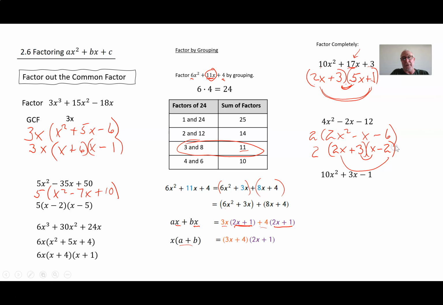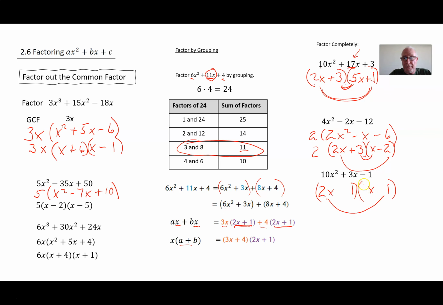Okay, last one, try this. 10x squared plus 3x minus 1. Pause the presentation, factor that, and then resume. All right, this expression doesn't have a common factor, so we're just going to make our two sets of parentheses. The 1 is easy. The only thing I can multiply to get 1 is 1 and 1.